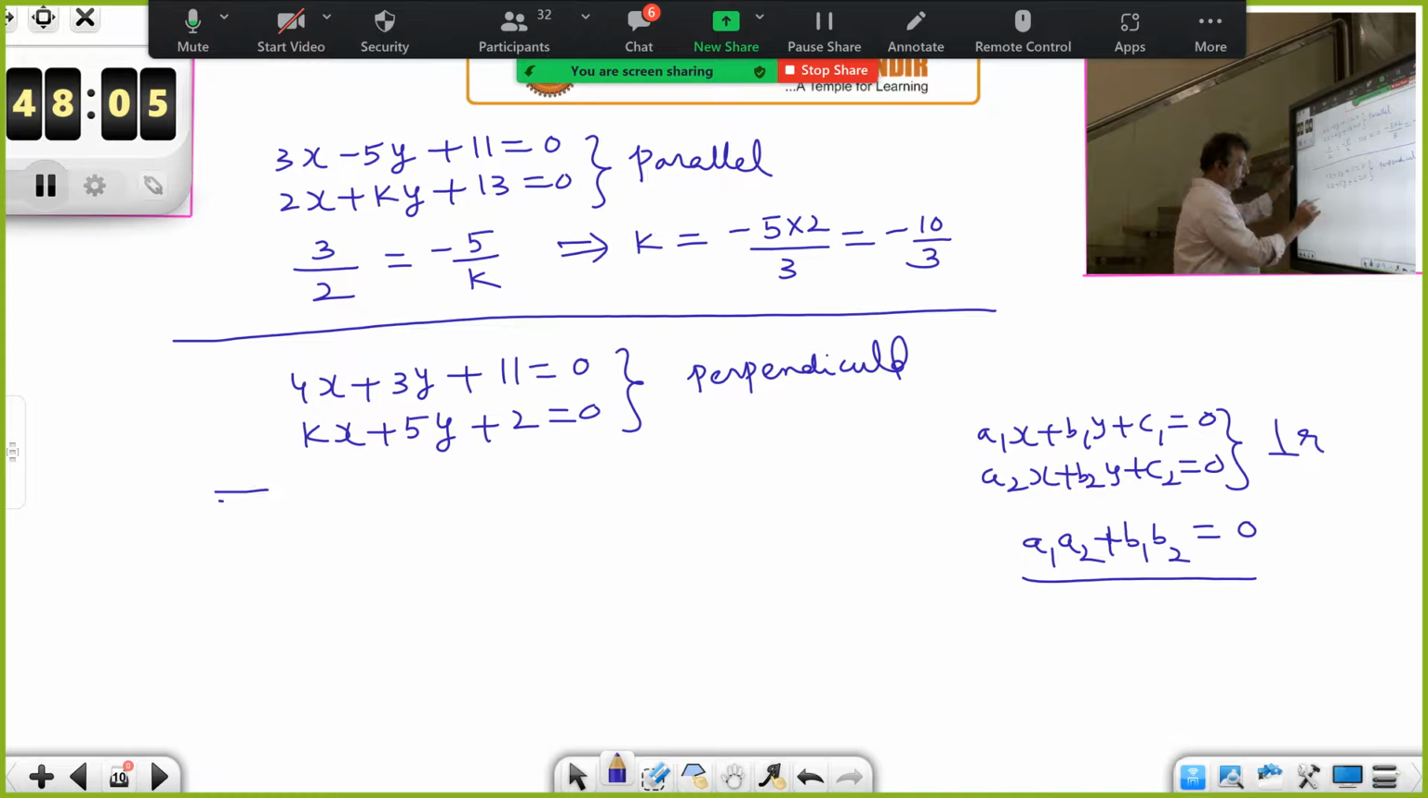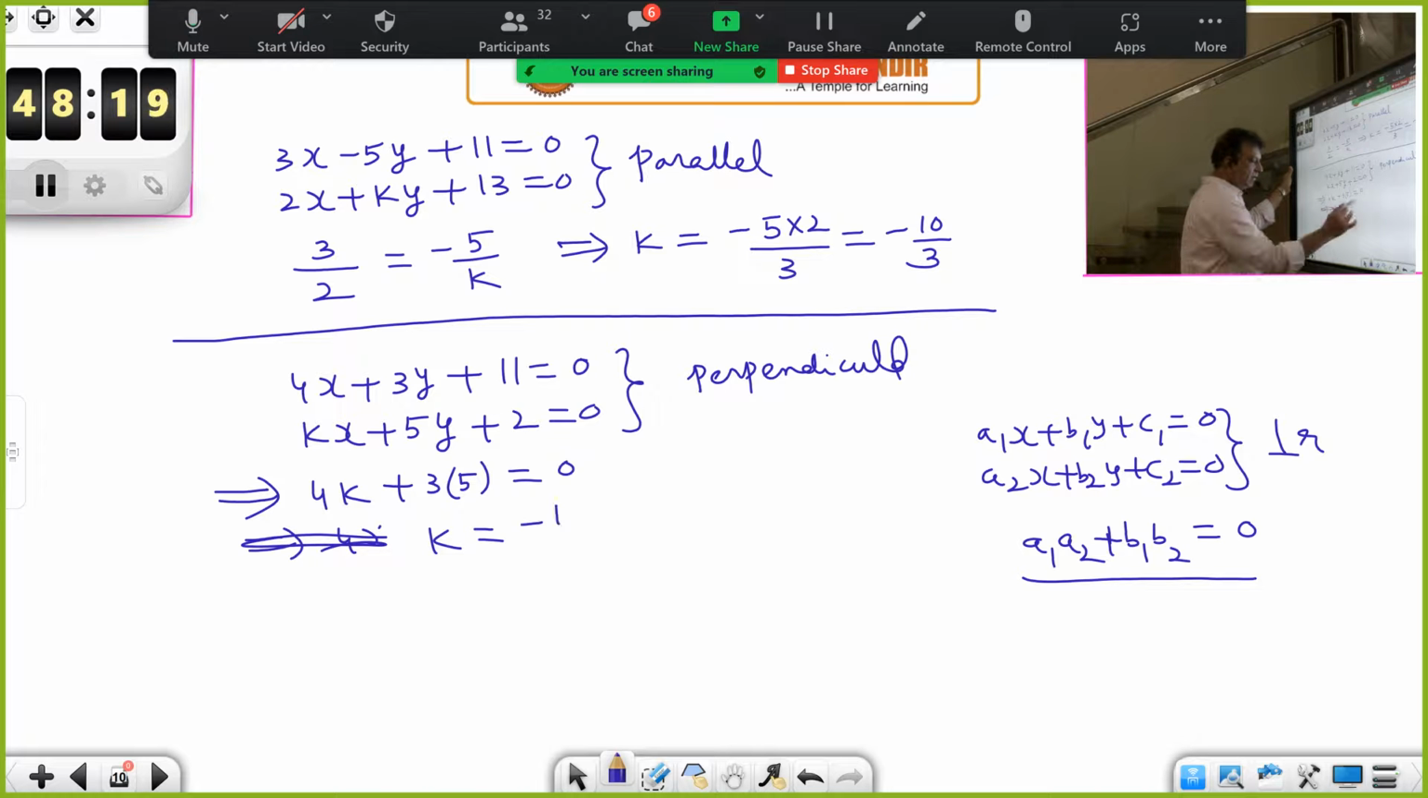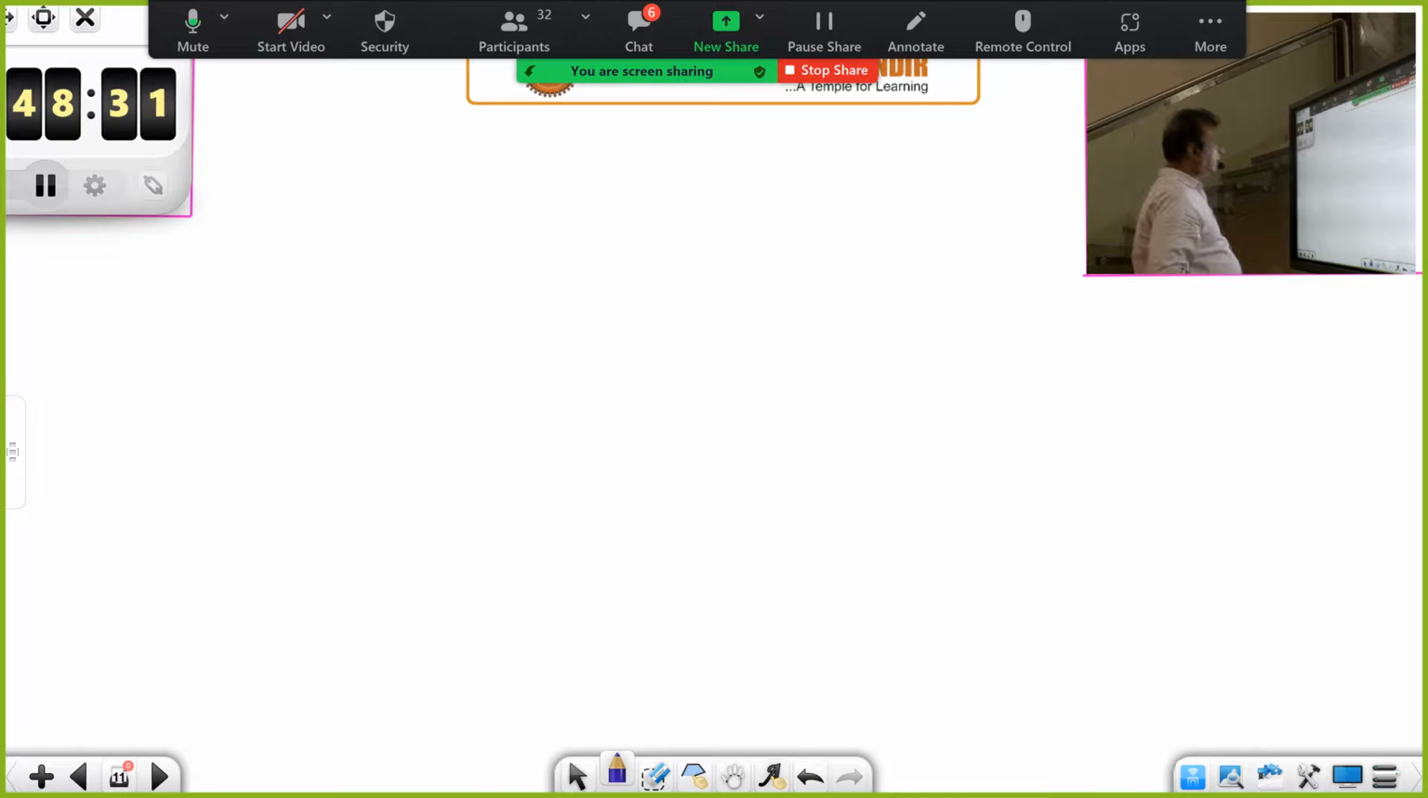Using that condition, now tell me, what should I write here? Sir, 4k plus 15 is equal to 0. 4k plus 3 into 5 should be 0. That means 4k plus 15 is equal to 0. Means k is equal to what? Minus 15 by 4. So if the lines are to be perpendicular, k must be minus 15 by 4. Then only they will be perpendicular. Okay, parallel lines, perpendicular lines.